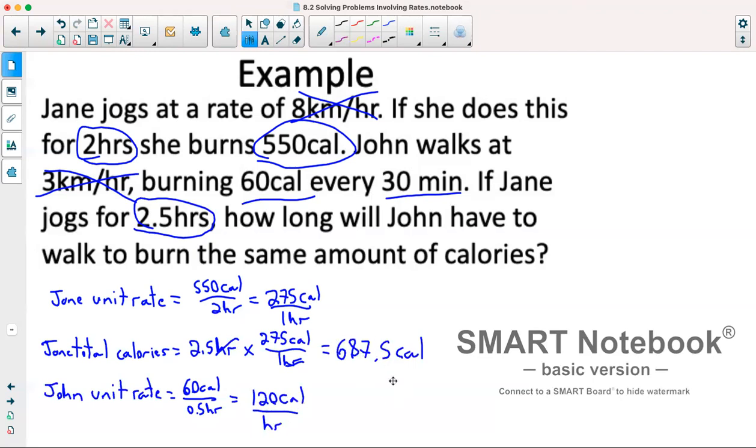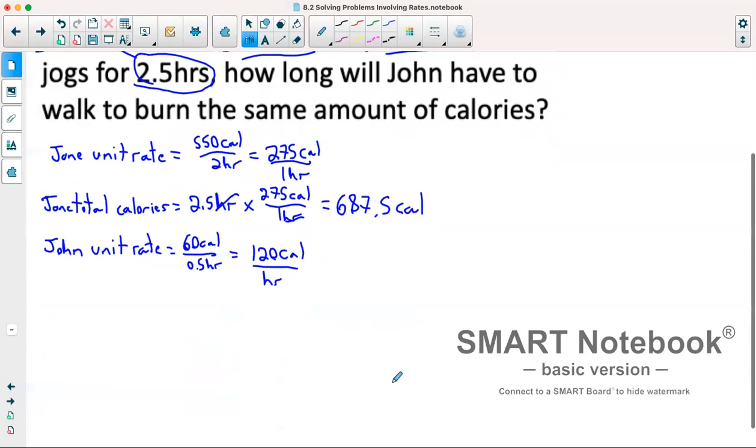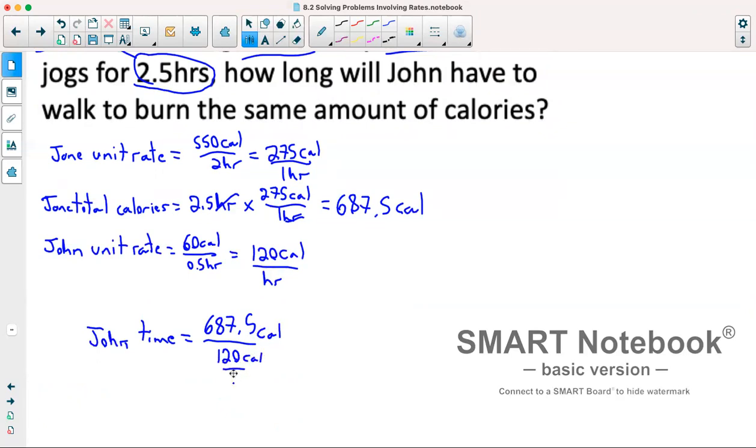Now we want to figure out how much time it will take him to do this. So what we'll do is his time will equal the total amount of calories, so 687.5, divided by the rate at which he expends. And that gives him 5.7 hours.